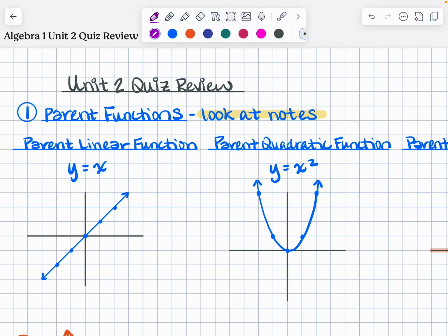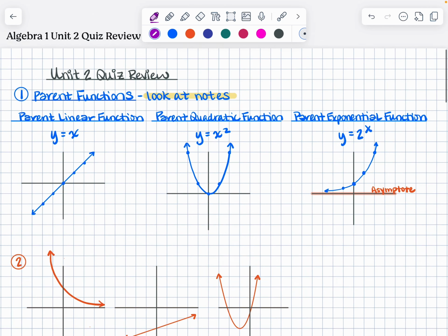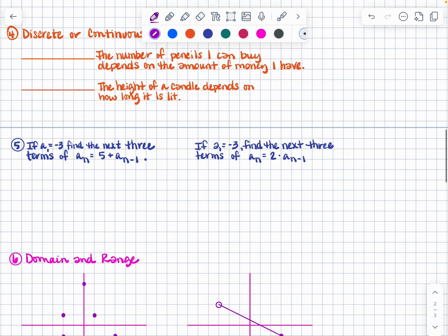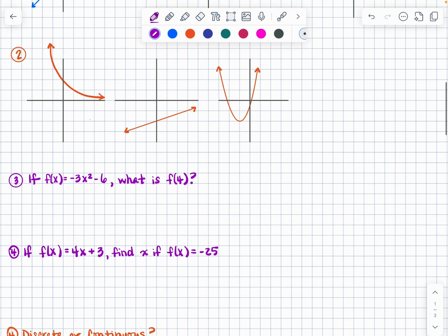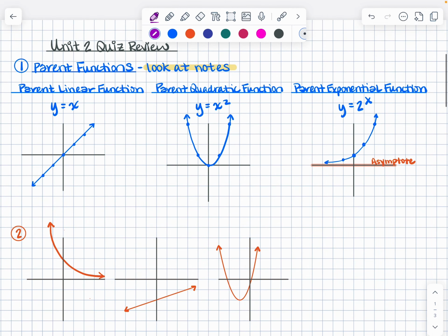All right, I just wanted to go over basically all the topics that we've covered so far for Unit 2. There's a lot on this quiz, so I just wanted to show you a sampling of the types of questions that you're going to be asked, okay? So I've broken it down into these 6 sections.